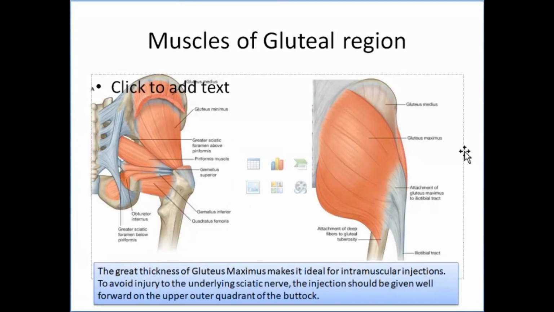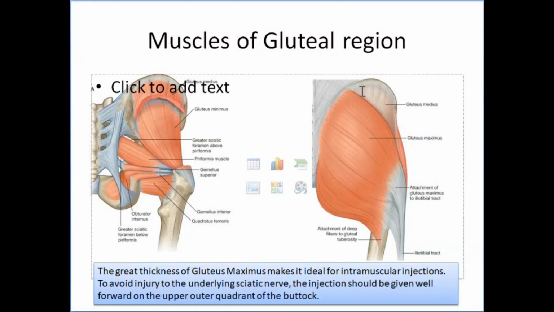Now because, as I already told you, the gluteus maximus is the thickest and largest muscle of the body, it is ideal for intramuscular injection. This is just to avoid injury to any special structures. In the next slides you will find that when you remove the gluteus maximus, you have many important structures inside: the muscles, the nerves and vessels. So to avoid injury to these structures, the injection will be given on the upper outer quadrant of the buttock, means here in this area.